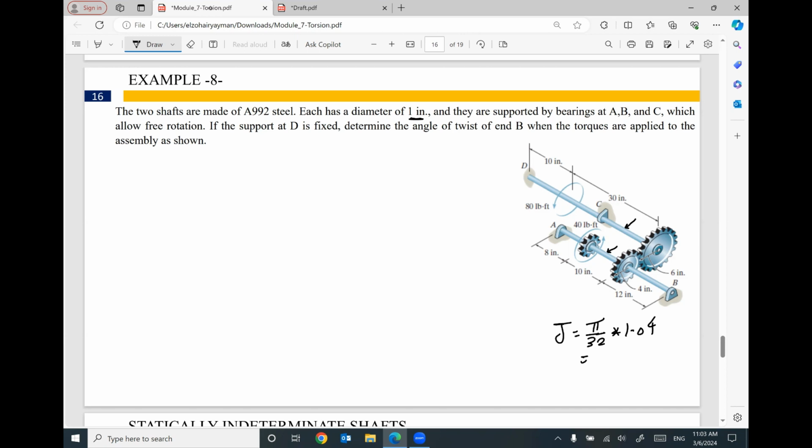It will be 0.098125 inch to power 4. So keep in your mind, they are supported by bearings. These 2 shafts are supported by bearings at A, B, and C. These bearings are free rotation. So the bearing at A, the bearing at B, the bearing at C are free rotation, allowing for free rotation. I can label this one A, B, C, D. This one is E, and this one is F.